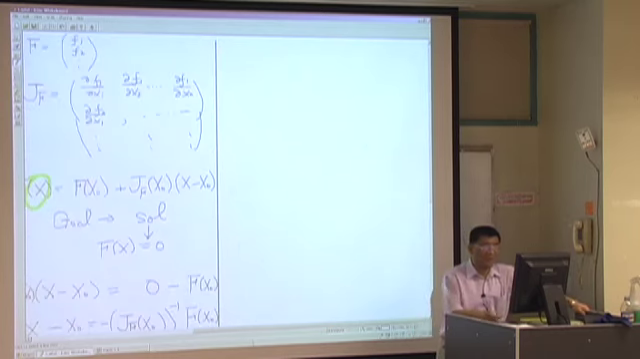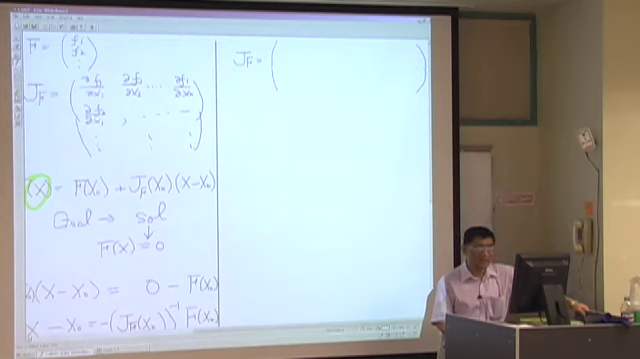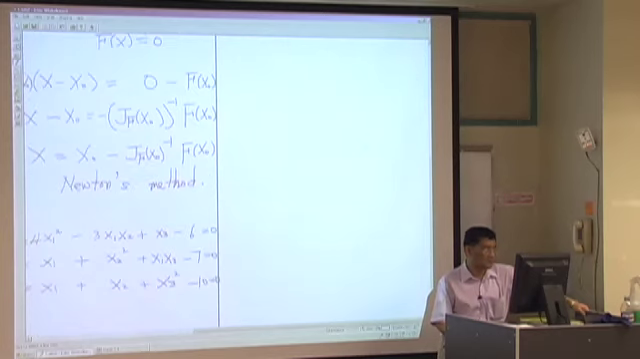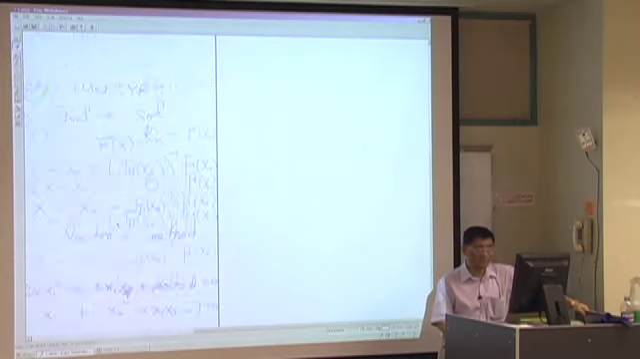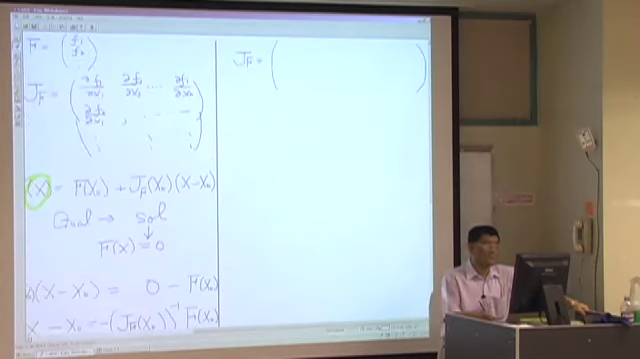What is the Jacobian of f? If you differentiate the first function f1 with respect to x1, what do you get? If you differentiate this with respect to x1, then 4x1 and then minus 3x2. That's it, right? I mean 8x1.